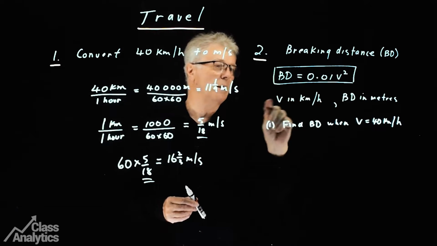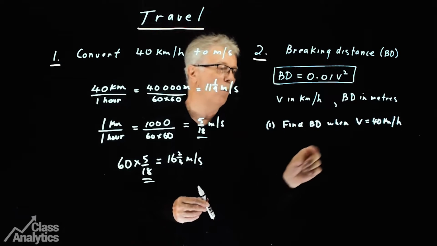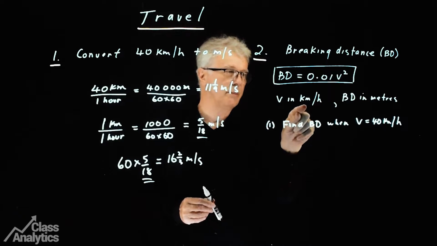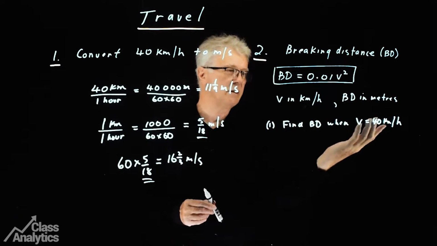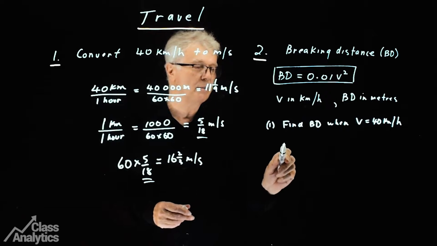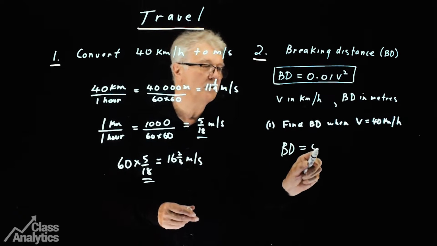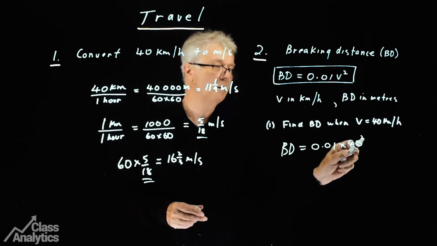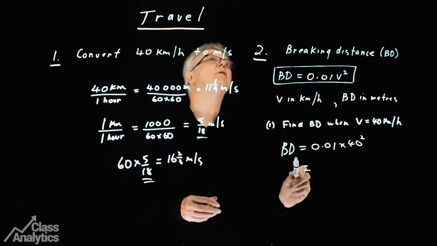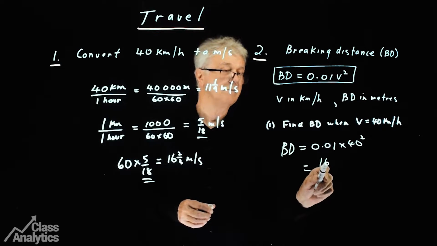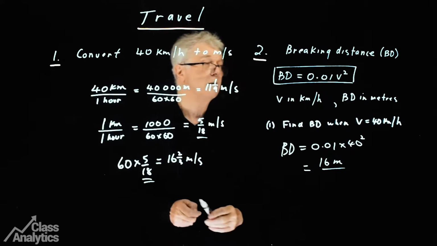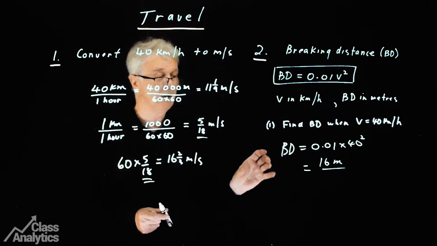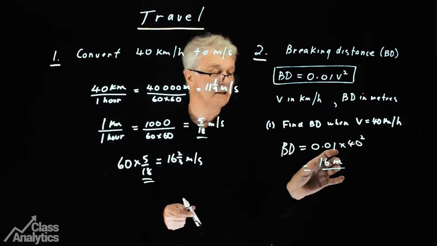Okay, we're going to work out the braking distance now, when the velocity is 40 kilometres per hour. This time, the velocity is in kilometres per hour and the braking distance is in metres. So it's a very, very simple little thing to do. All you go is braking distance equals 0.01 times 40 squared. And that comes out to 16 metres. So if you're going only at 40 kilometres an hour, the braking distance of the car, not your reaction time, the braking distance is just 16 metres.